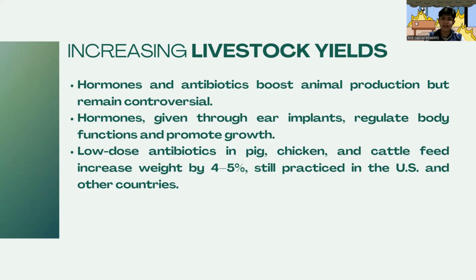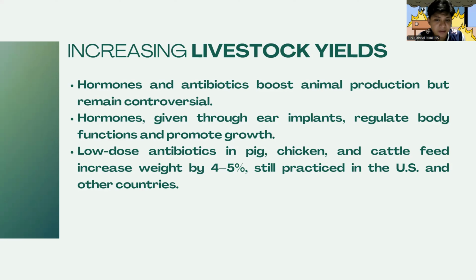Now, farmers add low doses of antibiotics to feed given to pigs, chickens, and cattle. This practice helps animals grow 4 to 5% more weight than those that don't receive antibiotics. So the antibiotics may improve digestion, may reduce illness, and allow animals to convert food into body weight more efficiently.